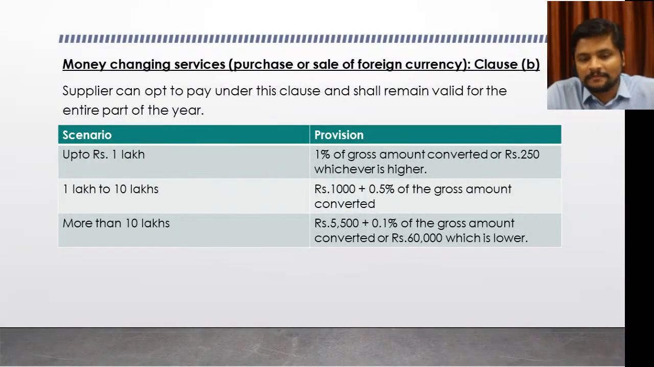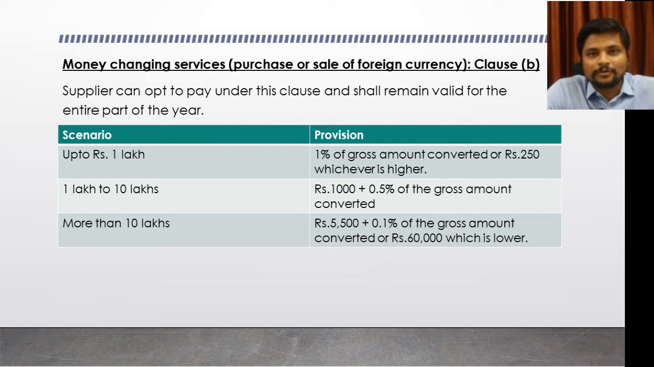Okay, next, money changing services purchase. There is another clause which is clause B. This clause B is just an option for the supplier. See, clause A is the direct provision which is applicable for any money changer supplier. But there is another clause which is clause B. The supplier can opt for this clause B if he chooses to do that.